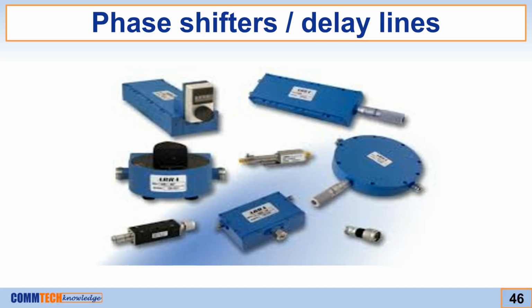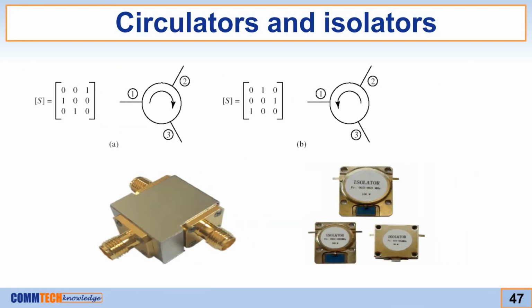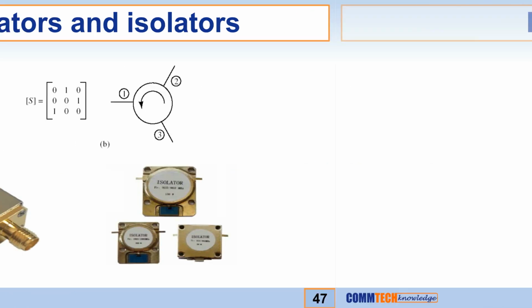Phase shifters and delay lines are passive components used to modify the phase or delay of an RF signal. They come in various physical forms for different frequency ranges and applications. Circulators and isolators are non-reciprocal passive devices. The circulator directs signal flow sequentially between ports, while the isolator ensures power flows in only one direction, preventing reflections.